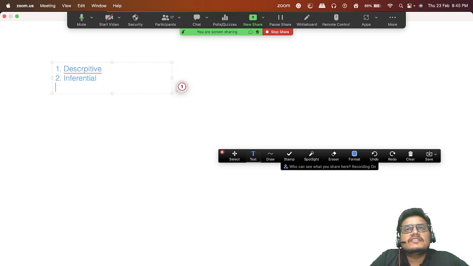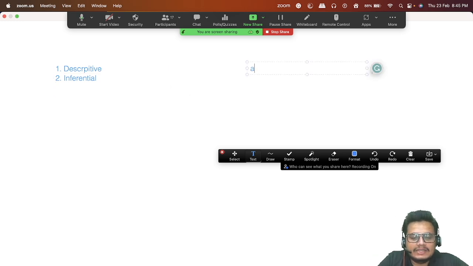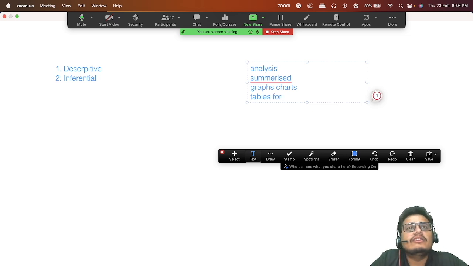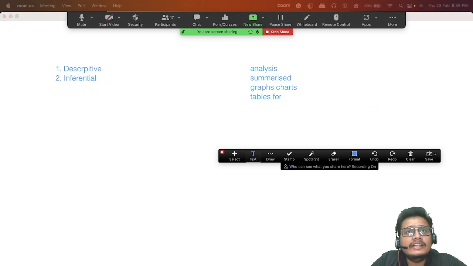Now what is descriptive statistics? When we want to quantitatively describe the data, suppose we have a data, and on the whole data we do some analysis and we summarize it. It is used to quantitatively describe the attributes of my data. It summarizes my data, or you can make some graphs or charts, or you can make some tables from it. So in descriptive statistics, we make use of the whole data, right?